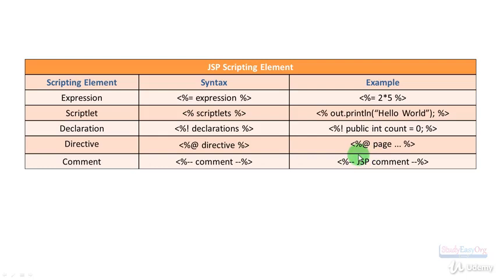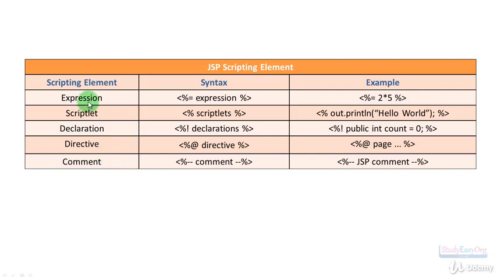JSP scripting elements. In JSP there are a couple of scripting elements, and to be very specific, in total there are 5 scripting elements, and the usage and working of each one is different. In this particular lecture we're going to check the working of the JSP expression scripting element. Before we start, let us quickly understand all 5 scripting elements as an overview. We will definitely check all of them in detail in forthcoming lectures.